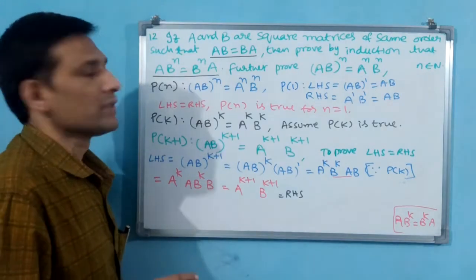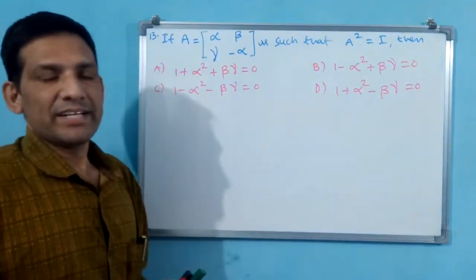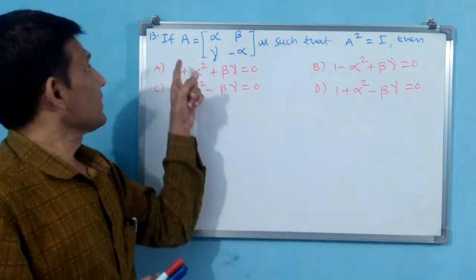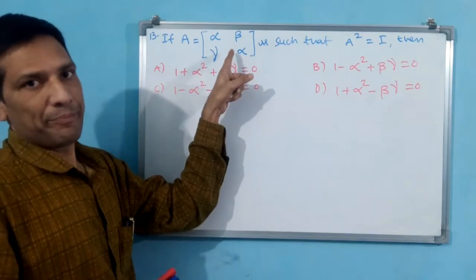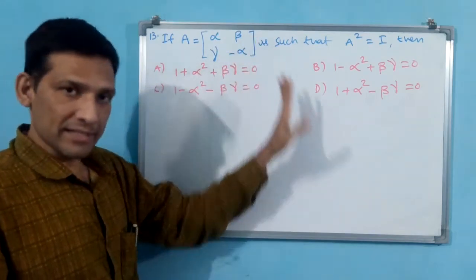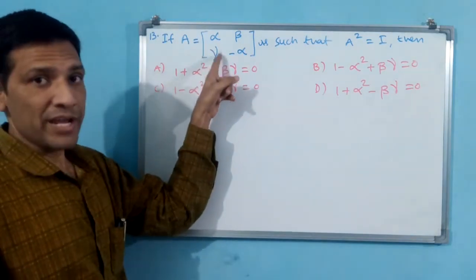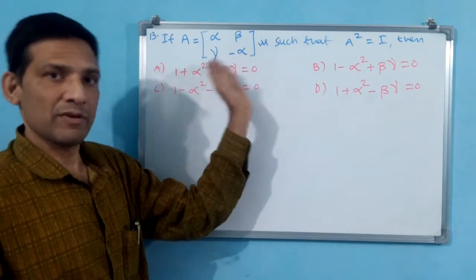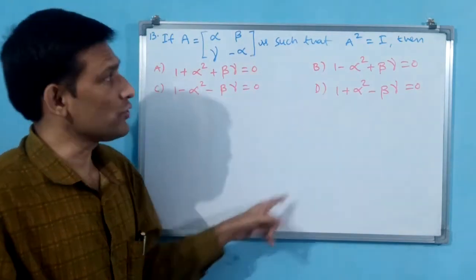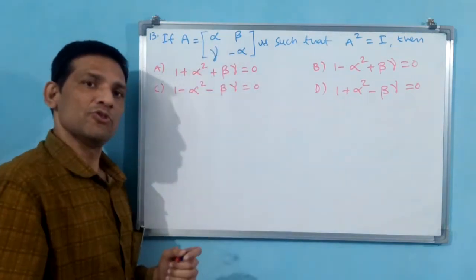Okay? Let us go for the 13th question, objective. If matrix A is equal to alpha, beta, gamma, minus alpha, a 2 by 2 matrix, is such that A square is equal to I. See here, A square means A into A: alpha, beta, gamma, minus alpha into alpha, beta, gamma, minus alpha. You have to multiply. The resultant matrix you have to equate to I. I we know, 2 by 2 I means 1 0 0 1.